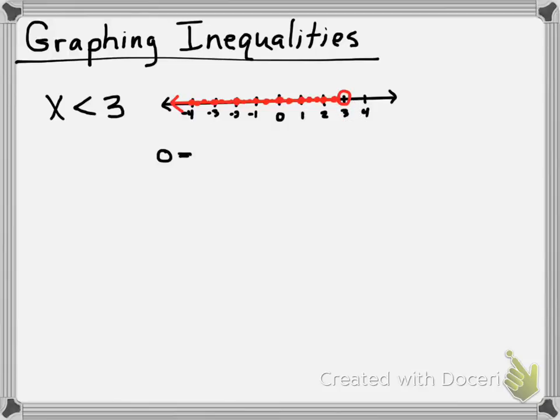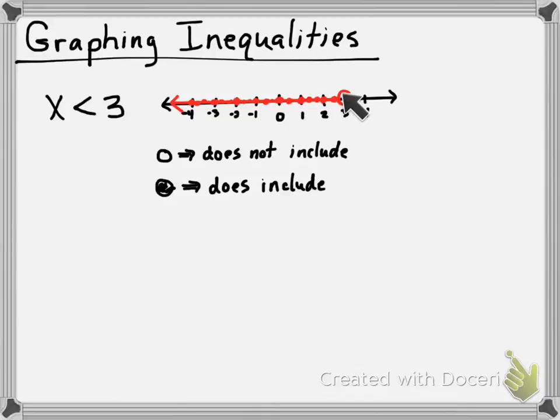Okay, so an open point does not include the number. A closed point does include the number. So if I had colored this in, it would mean that the 3 was included. I left it open because x cannot be equal to 3, only less than. So you can see that the open point is for the signs less than and greater than. The closed point is for the less than or equal to and greater than or equal to.